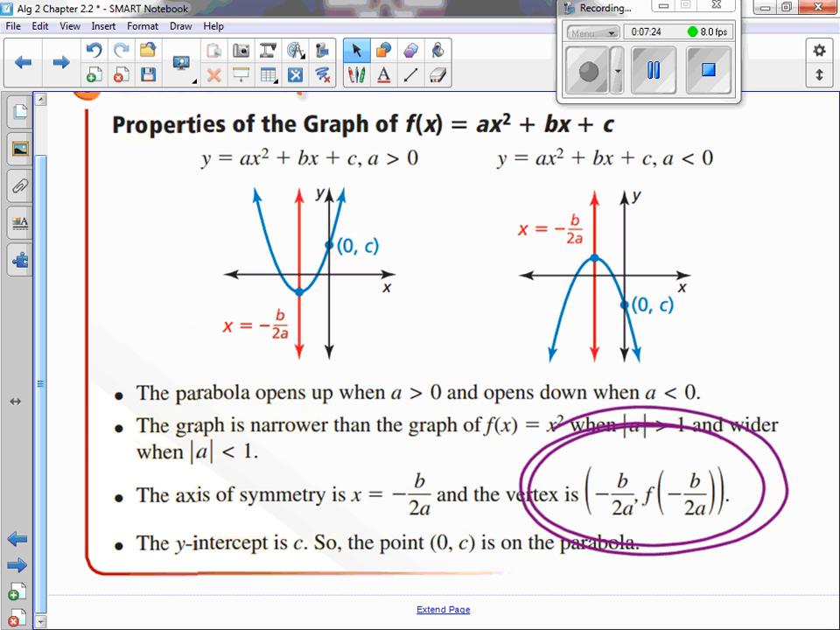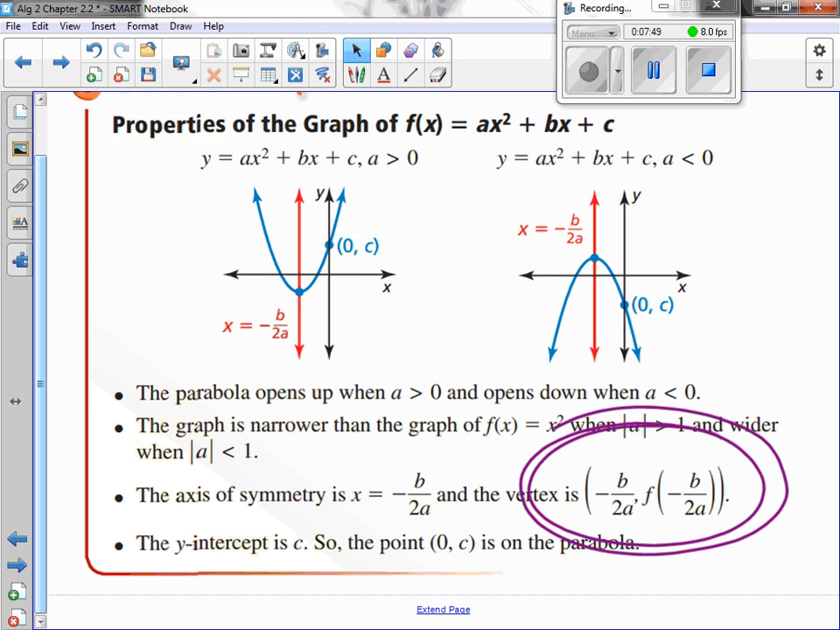If a is greater than 0, it opens up. If a is less than 0, it opens down. The number in front of the highest term, the number in front of the variable with the highest term, if it's positive, it opens up. If it's negative, it opens down. And that works for even powers. Odd powers are different. We'll cover those later, okay? So for these quadratics, if the number in front of x squared is positive, it opens up. If it's negative, it opens down.